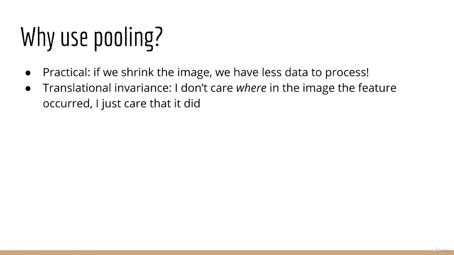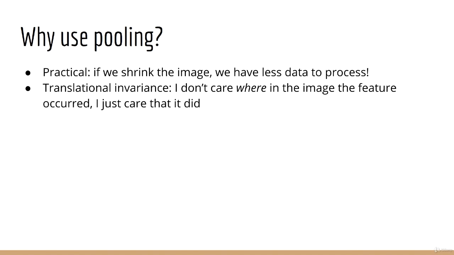Now that you know how pooling works, let's talk about why we should use it. The first advantage of pooling is practical. If we downsample, the image shrinks, and therefore we have less data to process, fewer multiplications to do, and of course that will speed things up. But the second and more important advantage has to do with image processing itself. Recall this idea of translational invariance. This is the idea that I don't care where in an image the feature occurred. I just care that it occurred.